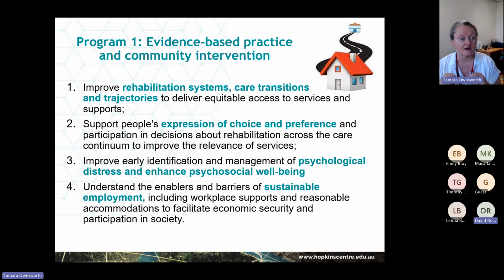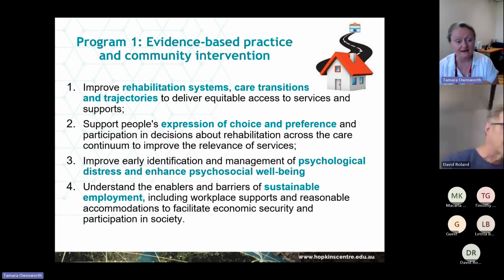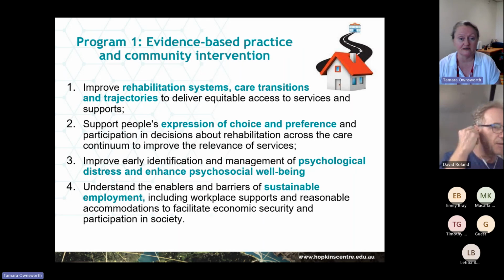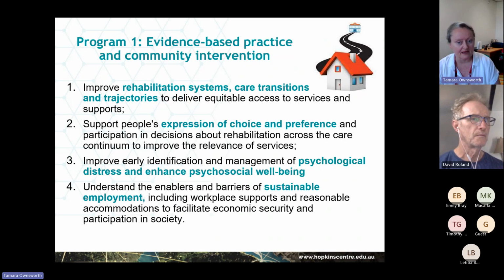The second project has more of a focus on self-advocacy. The self-advocacy project is looking at supporting people's expression of choice and preference and engagement in decisions about their rehabilitation across the care continuum. The third one is focused on psychological well-being, so either identifying issues that increase the risk of psychological distress or focusing on the management and promotion of psychosocial well-being. And the fourth is focused on sustainable employment and inclusive workplaces.